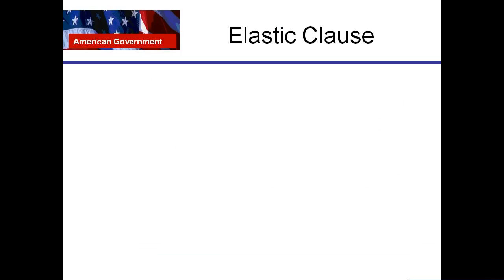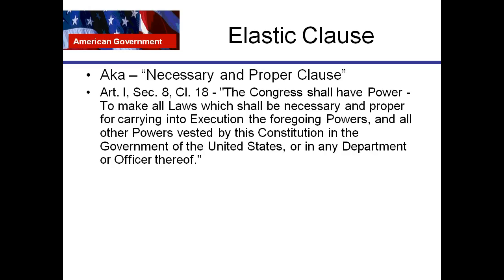Now, the powers of the federal government have expanded greatly over the years due to something called the Elastic Clause in the U.S. Constitution. This is also known as the Necessary and Proper Clause. Article 1, Section 8, Clause 18 says, "The Congress shall have the power to make all laws which shall be necessary and proper for carrying into execution the foregoing powers, and all other powers vested by this Constitution in the government of the United States, or in any department or officer thereof."